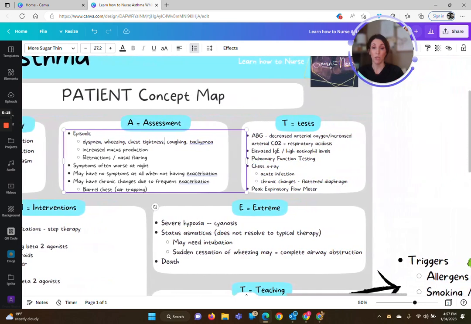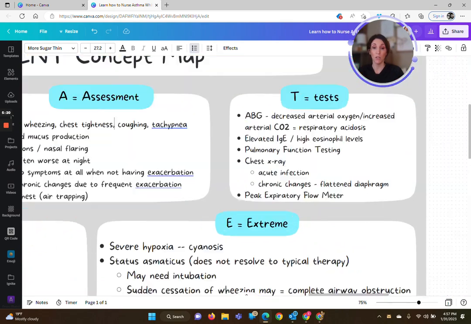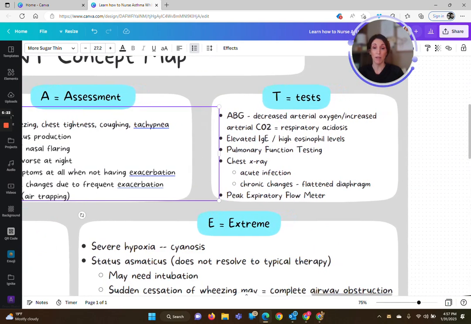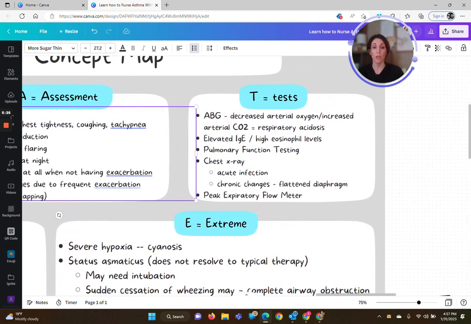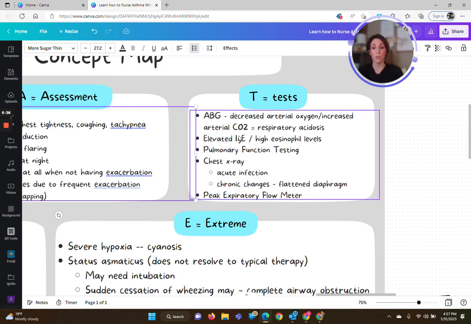Okay, we'll move over here to tests. Arterial blood gases. We might have a decrease in our arterial oxygen, so our PaO2, and normal is typically 80 to 100, but please use whatever textbook you have to determine the normals. And then increased arterial CO2, so PaCO2, carbon dioxide. 35 to 45 is the normal that I know, but like I said, check your textbook. And these labs for an ABG are indicative of respiratory acidosis.